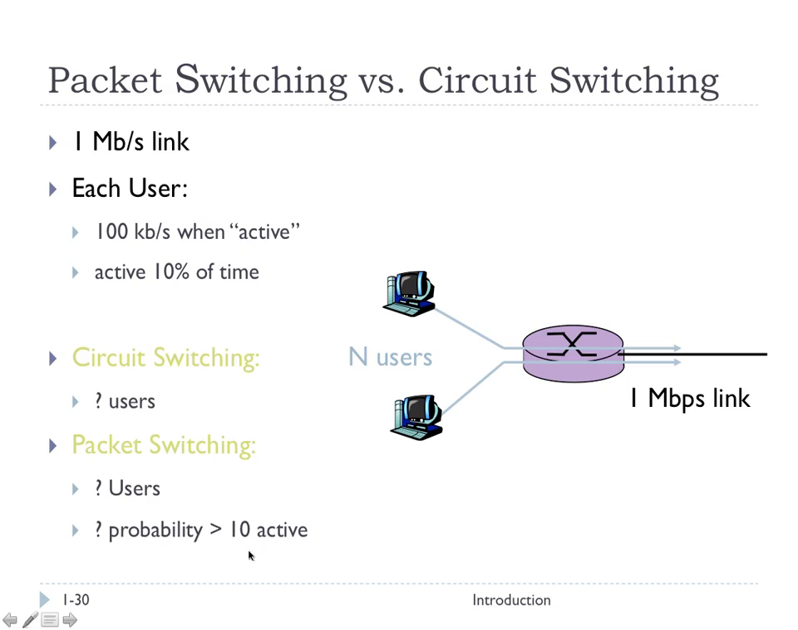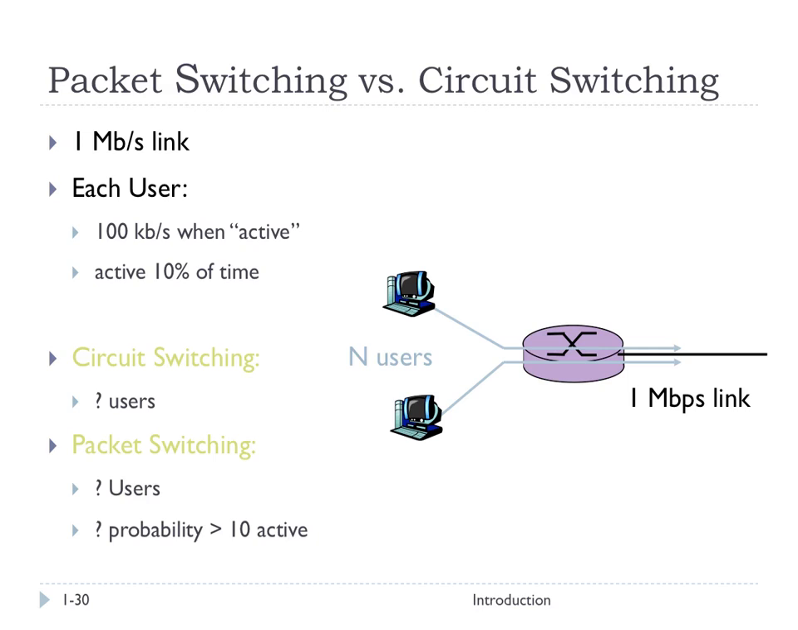The packet switched approach is quite a bit more complicated because we have this probability going on. So if you're into probability and running those kinds of math, what you'll find is that even if you have 35 users, the probability that more than 10 of them are active at the same time, if they each have a 10% probability of being active, is less than 0.0004 or 0.04%.